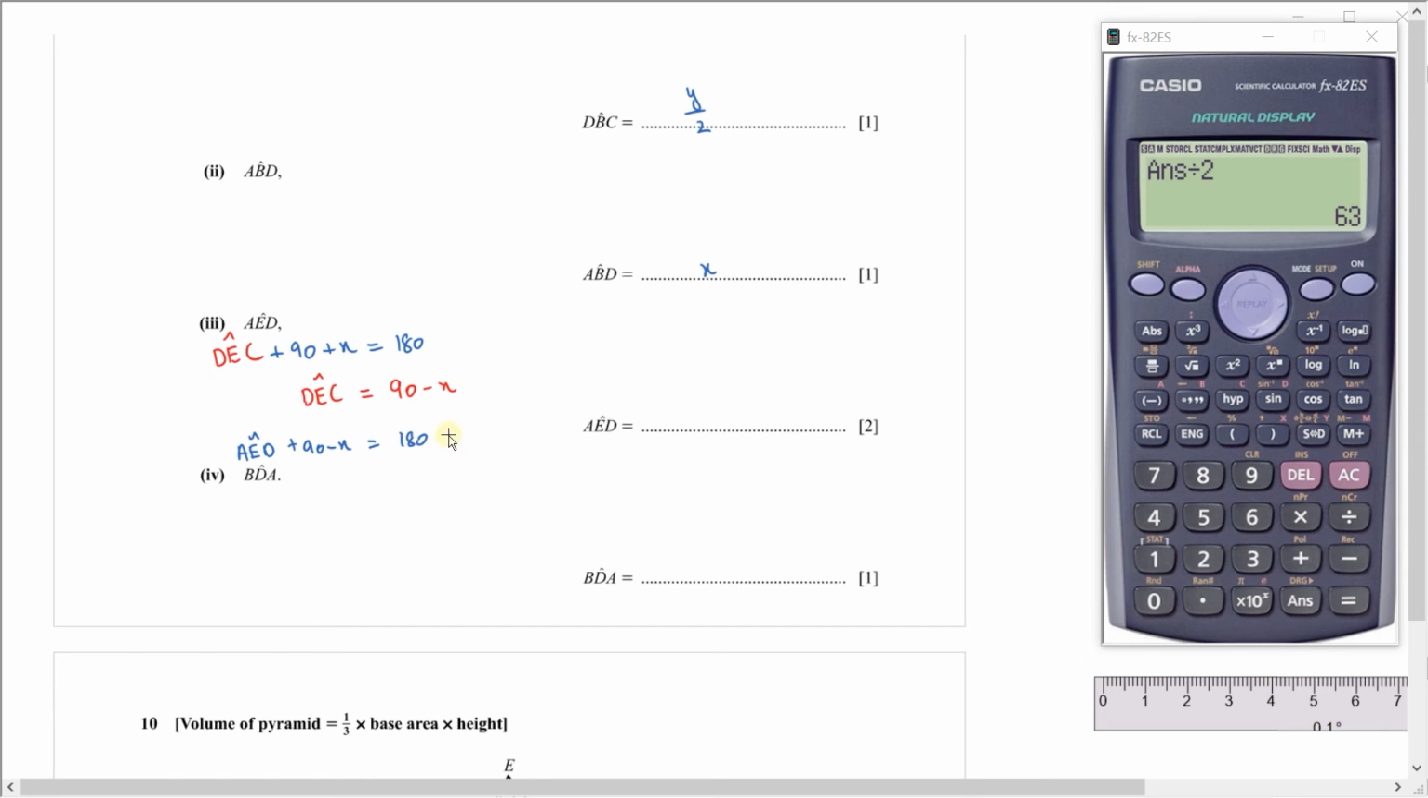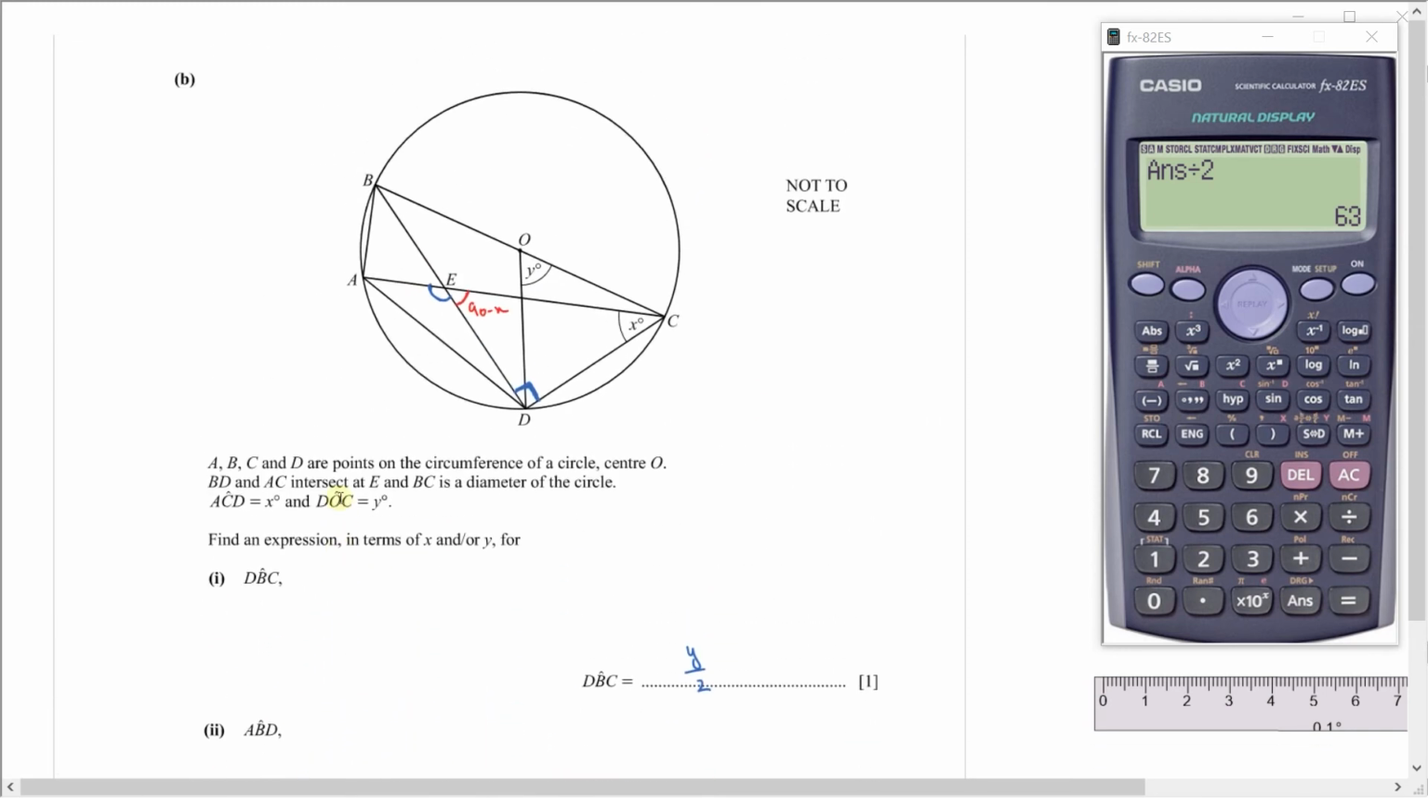So from this, we got angle AED equals 90 plus X. So your angle AED is 90 plus X. The next angle that we need to calculate is angle BDA. So angle BDA is this angle here that we need to calculate. We know that this angle we just calculated in the previous part is 90 plus X. This is the angle that is unknown.